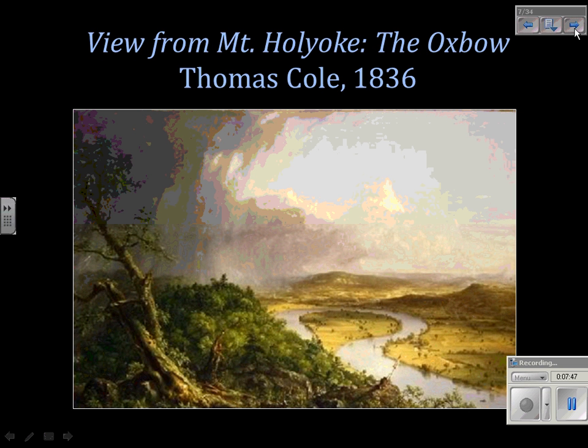This is a very famous piece, the Mount Holyoke, and there will be at Mount Holyoke eventually a women's seminary. And this too is by Cole, again, the father of the Hudson River School. And we see this is the oxbow and a lovely storm that is coming in, the view and the magnificence that is associated with this particular piece.